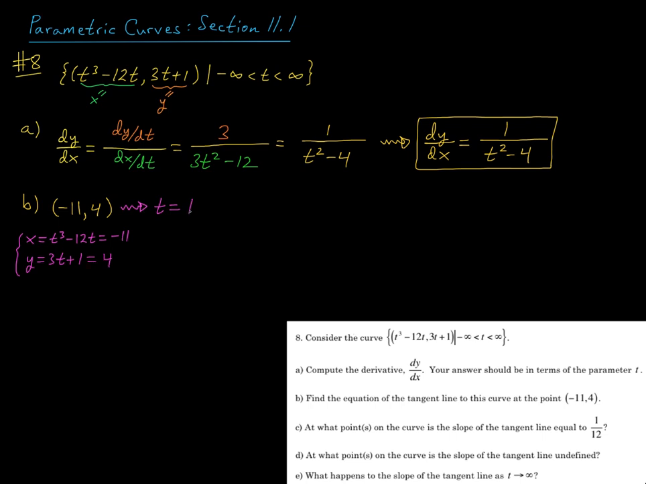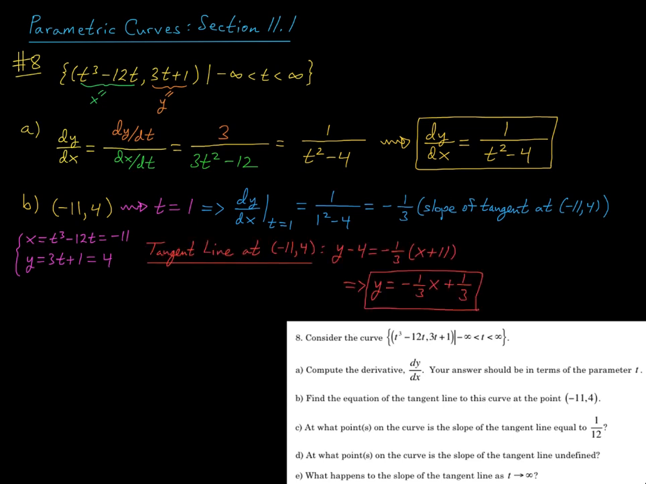And note that if I plug t equal to 1 into the first equation, on the left side I get 1 minus 12, and that is negative 11. Okay, so we are at the point negative 11, 4 when the parameter t is equal to 1, and so I can find the slope of the tangent line to our curve at this point by evaluating dy/dx when t is equal to 1. So plugging t equal to 1 into the expression for dy/dx that we found in part A, I get that the slope of the tangent line to our curve at this point, negative 11, 4, is equal to negative 1/3.